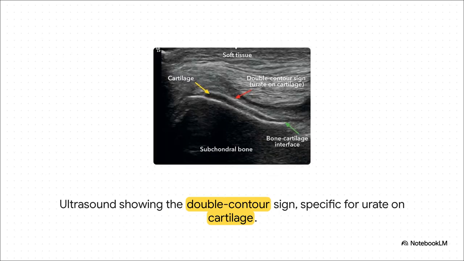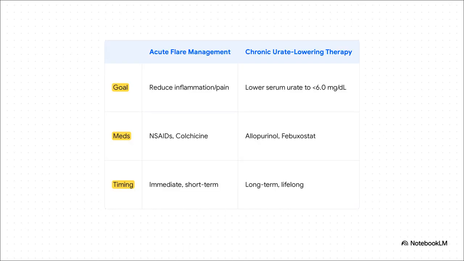Now check this out. Ultrasound is an amazing, non-invasive tool that lets us see the crystals themselves. This double contour sign is super specific for gout. What you're seeing is a bright white line of urate crystals literally caked on top of the cartilage, which creates the second line running parallel to the bone underneath. It's pretty cool.